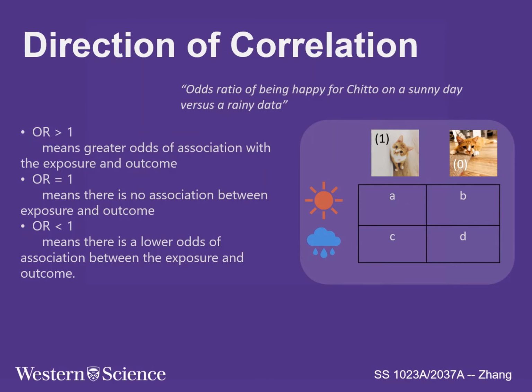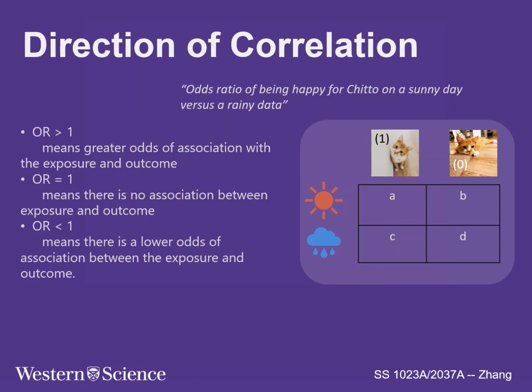Similar to the correlation coefficient, the odds ratio can tell us both the direction and the magnitude of the correlation. The direction of the correlation is given by comparing the odds ratio with the value 1. If the odds ratio is greater than 1, it means that our event of interest has greater odds of being correlated with Group A than Group B. In our example, the event of interest, which is happy mood, has higher odds on sunny days than rainy days. If the odds ratio is smaller than 1, it means that there is a lower odds of association between the exposure and the outcome.